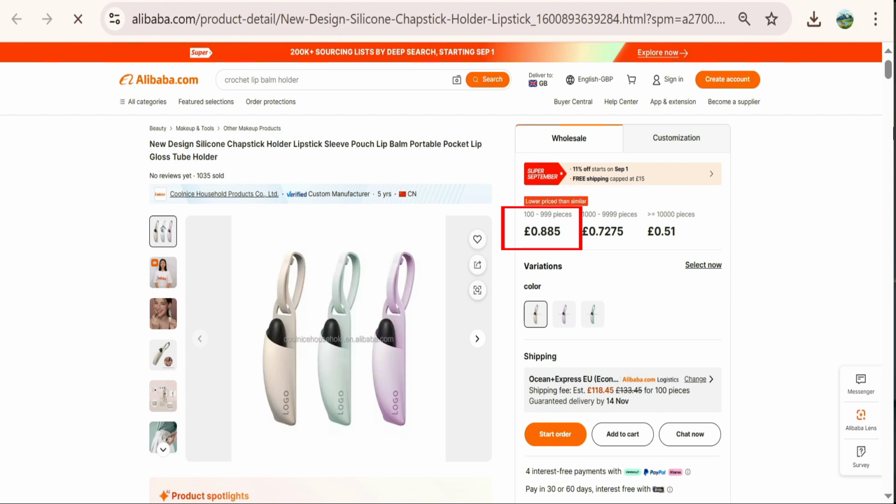88 pence and 47 ten-thousandths of a pound each when ordering between 100 and 999 pieces. If you increase your order size to between 1,000 and 9,999 pieces, the price drops to 72 pence and 73 ten-thousandths of a pound per unit. For very large orders of 10,000 pieces or more, the cost reduces even further to as low as 50 pence and 99 ten-thousandths of a pound per unit.